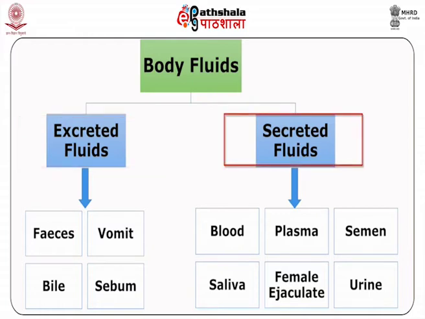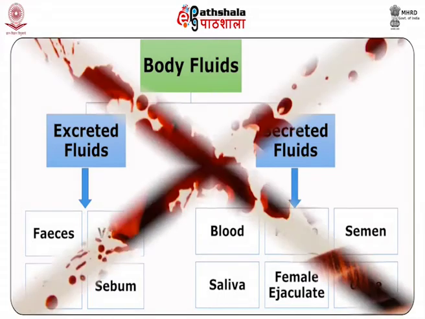Excreted fluids that may be found at a crime scene include feces, vomit, bile, and sebum or skin oil. Secreted fluids include blood, plasma, semen, saliva, female ejaculate, and urine.